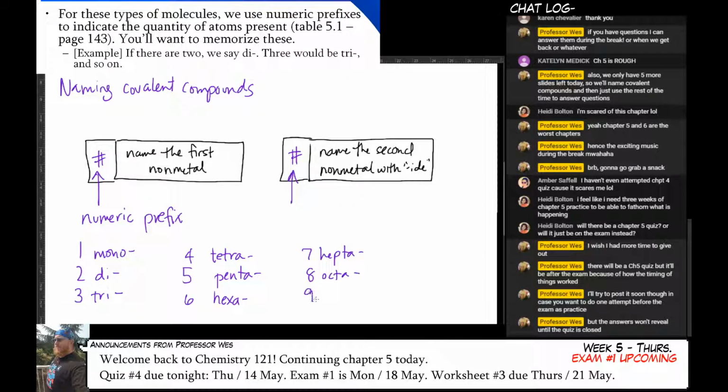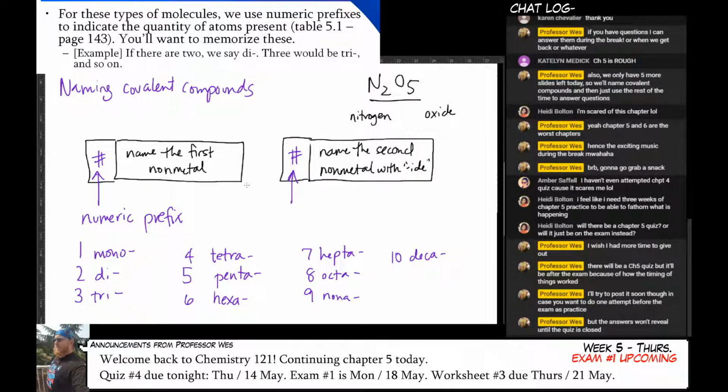And so what you're going to do is whenever you have a certain number of an element, you're just going to stick this prefix in the purple box. So, for example, if my compound that I gave you was this, and I said name this, well, you would name the first metal, or non-metal, which is nitrogen. And you'd name the second non-metal with "ide."